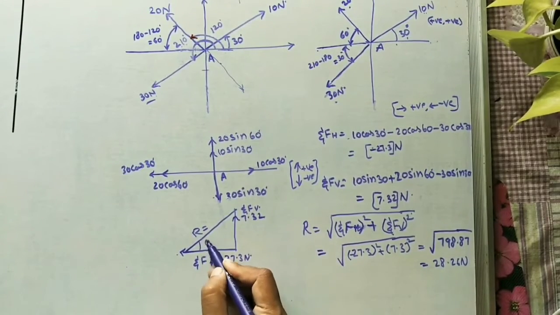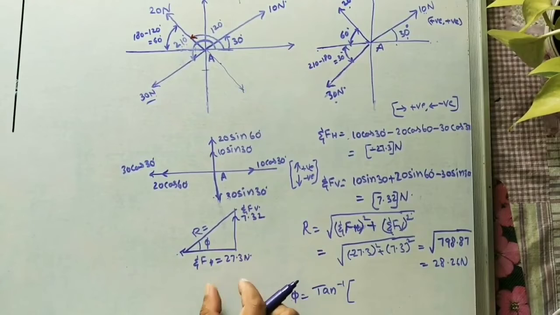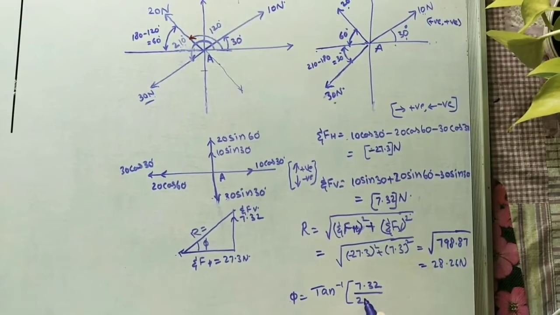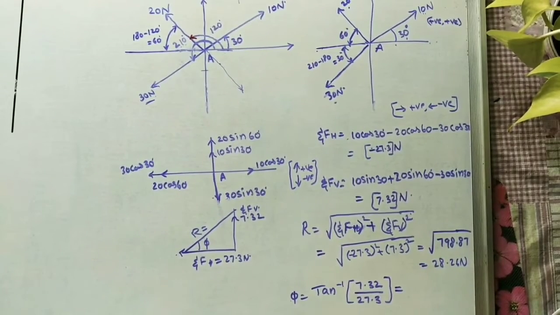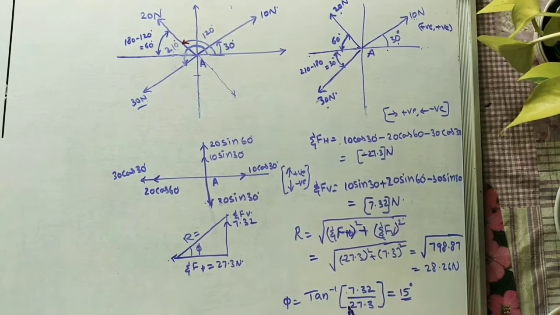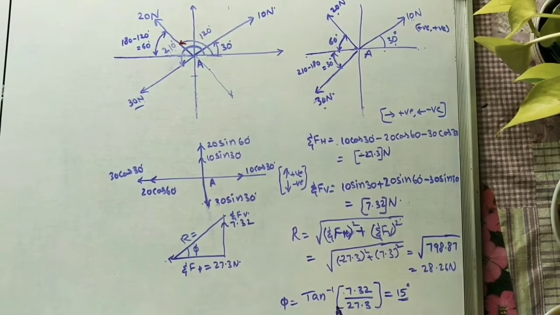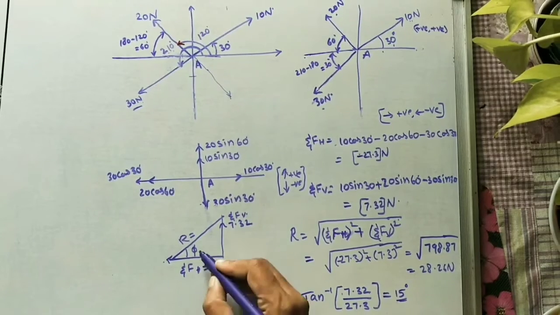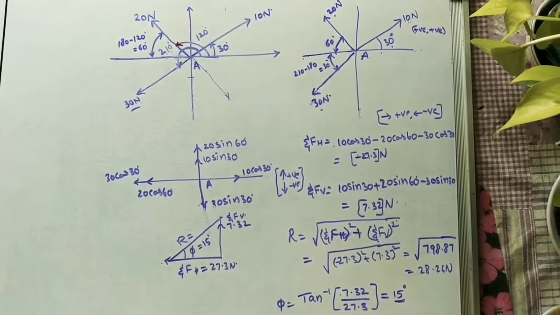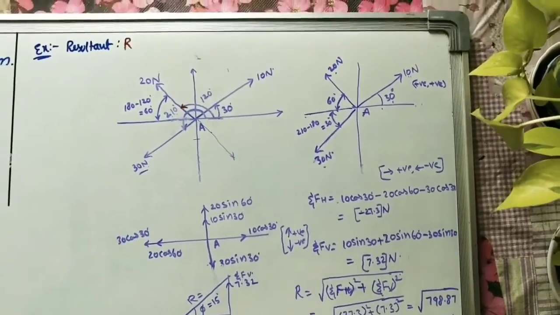Now how much angle is it making? Tan phi is equal to, as we have discussed, this value divided by this value. So phi is equal to tan inverse of 7.32 divided by 27.3. We'll get the angle 15 degrees. Here there is no need to take sigma FH as negative, because we already did the diagram according to the negative sign of the sigma FH value. So it is not necessary to take minus. We'll get 15 degrees. So the resultant is making 15 degrees with the horizontal. The resultant is acting in the second coordinate, according to these two components. So this is the process of finding the resultant.